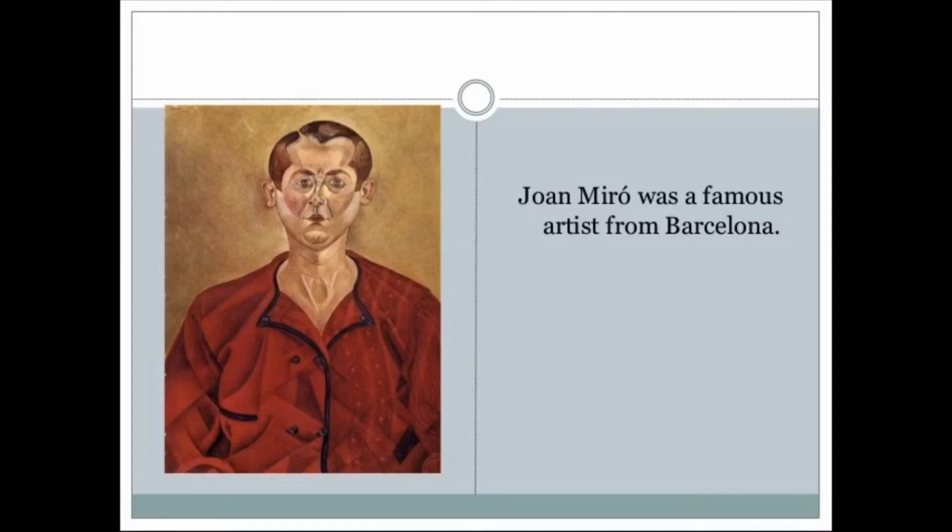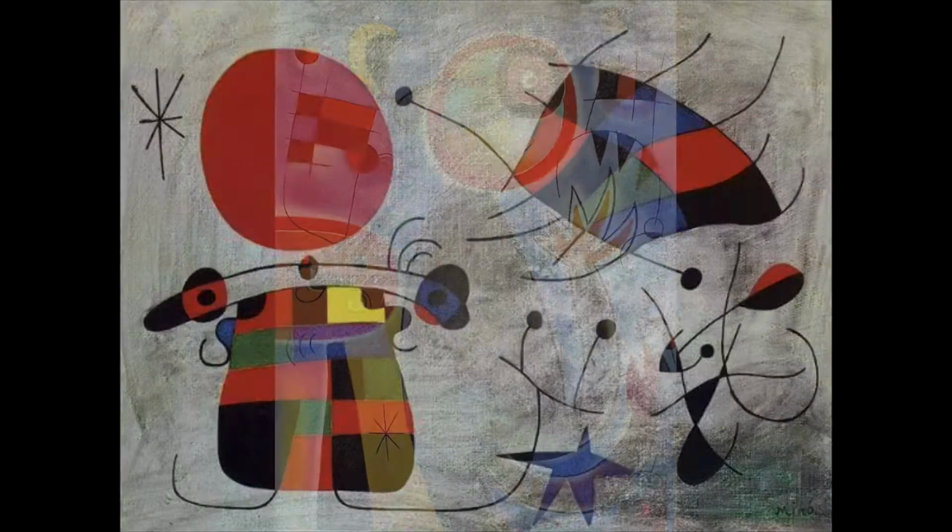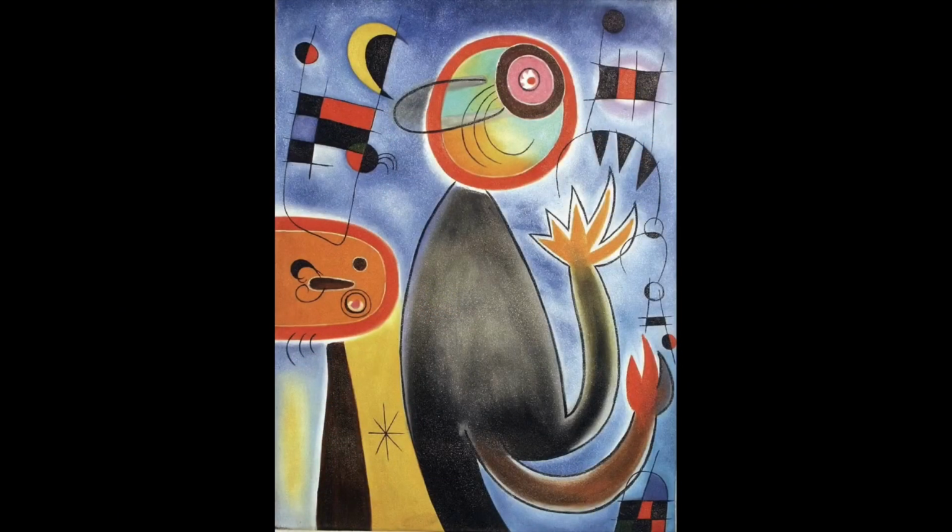So Miro was a very famous artist from Barcelona. He was Spanish. Let's see some of his paintings. While we're looking at his paintings, I want you to think about these questions. Which shapes are you seeing here? Which colors are you seeing here?